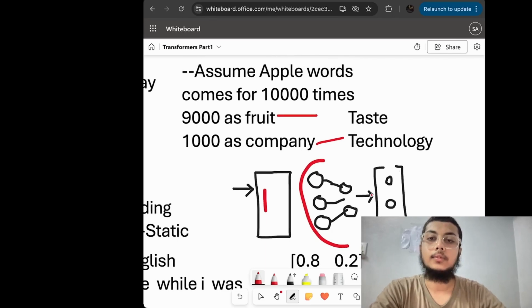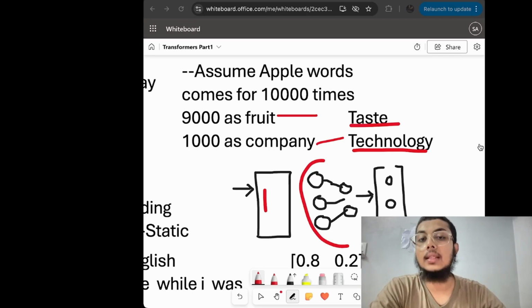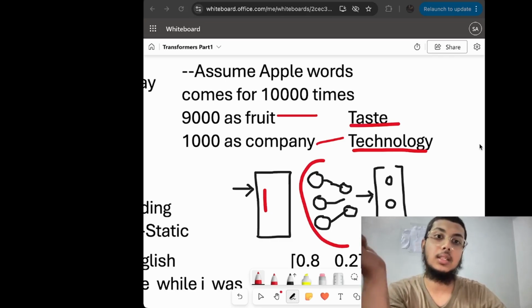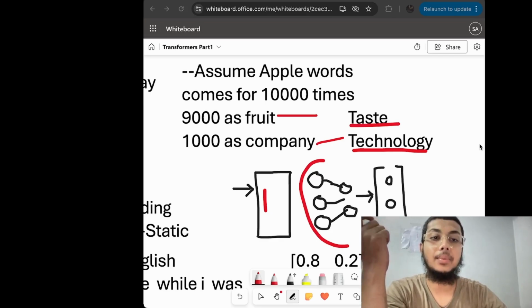So assume that the first dimension represents apple as the taste, and the second represents apple as a technology, mobile phone. So the first dimension will represent the taste, and the second dimension will represent the technology. This means that we are relating each word according to two things: how is its taste, and how much technology component is there in it? I know this is not logical for other things, but at least for Apple it is logical.